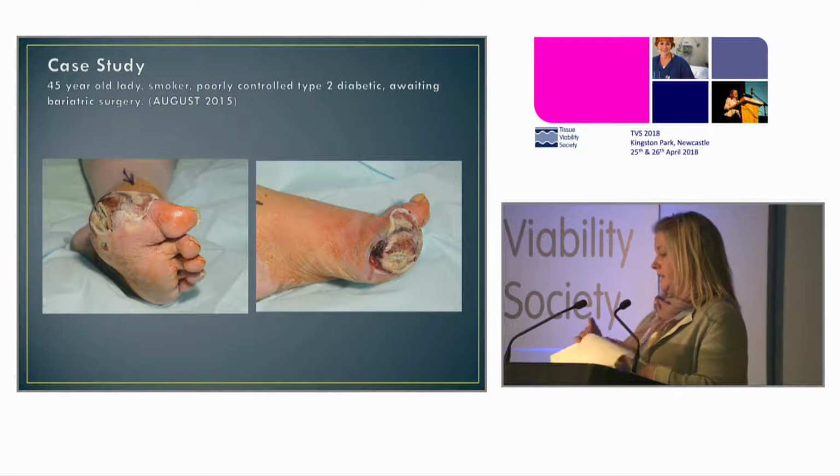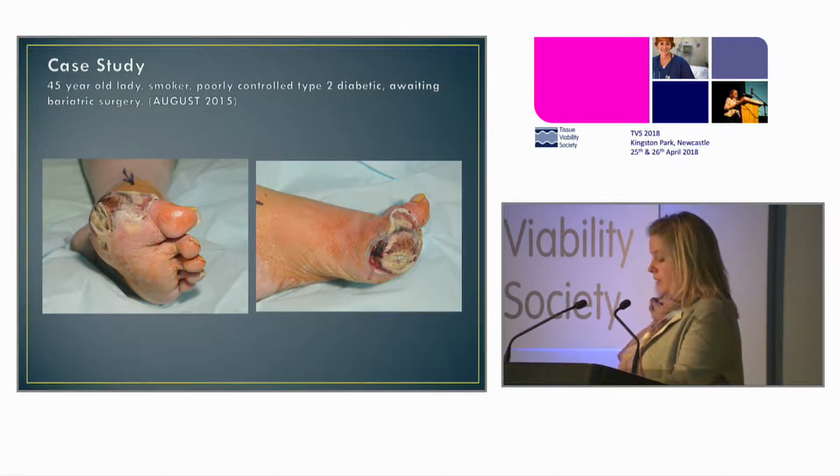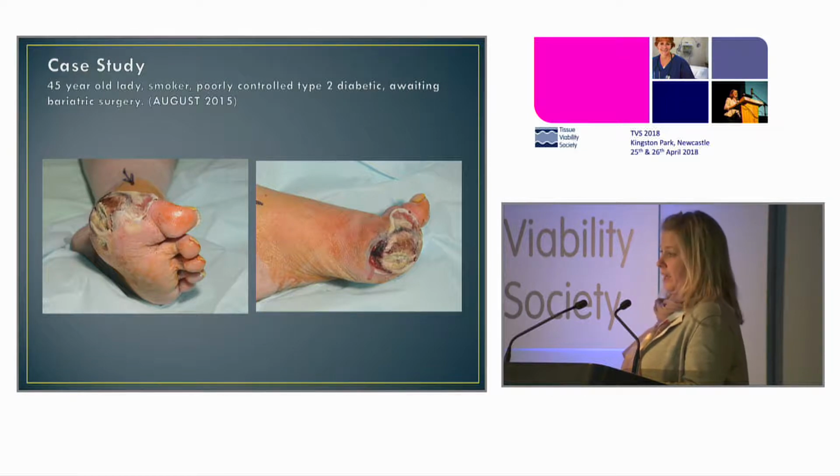So this is the case study that we first used the Stimulan beads on. It was a 45-year-old lady who was a smoker, a poorly controlled type 2 diabetic, and she was awaiting bariatric surgery. And she presented to her GP like this. The GP then referred her to the surgical assessment unit, and she came to us and she had gas gangrene present.